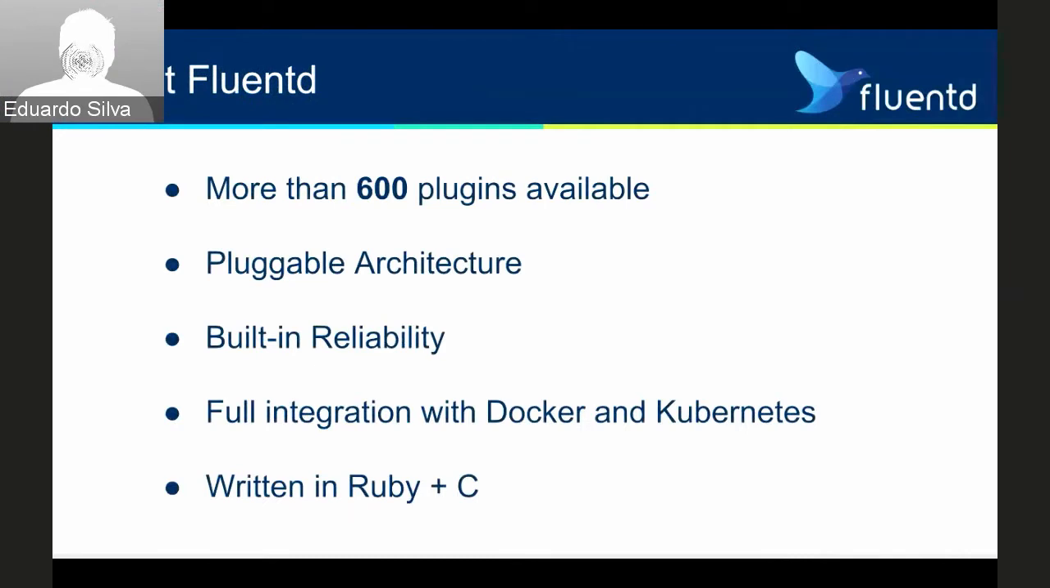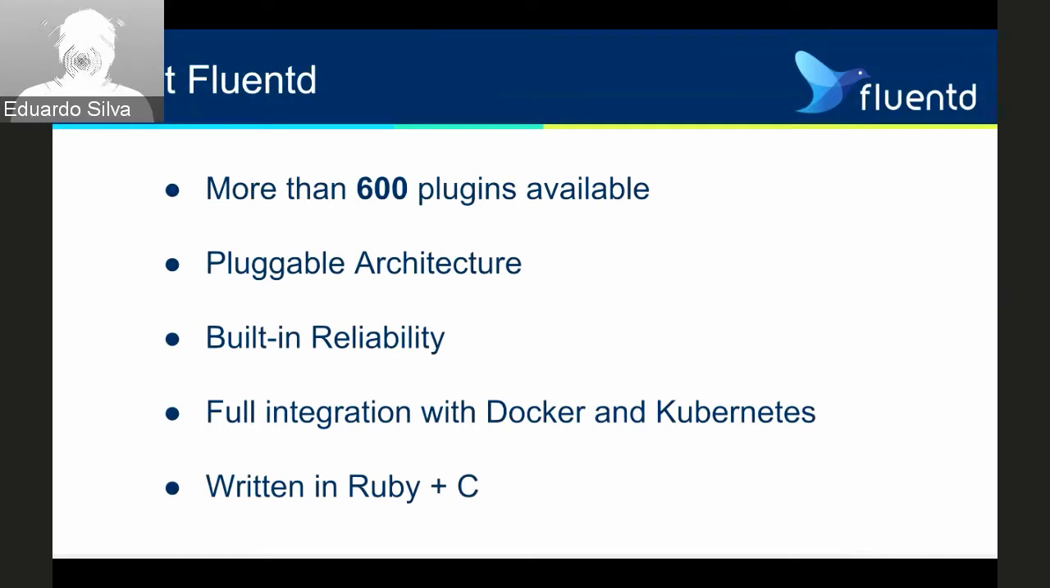About Fluentd, we can say that it is quite big right now. Our company and maybe other companies maintain around 20 plugins. We have more than 600 plugins available, more than 500 made by the community. That is a really huge win for any system that needs a reliable solution. Fluentd also has a pluggable architecture. That means that if you want to create your own filters or your own parsers, you can create them as simple plugins.